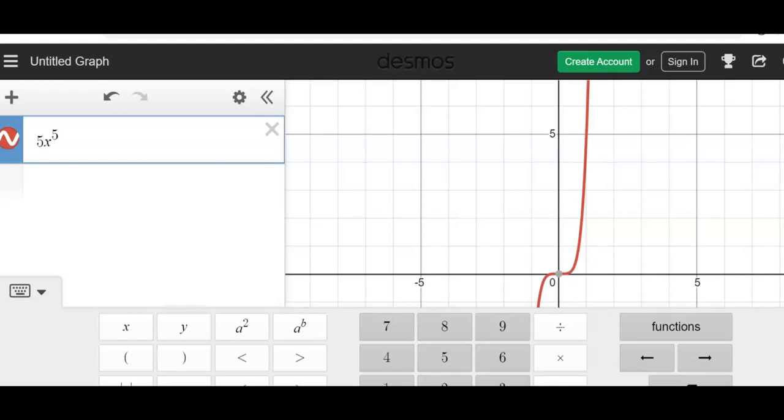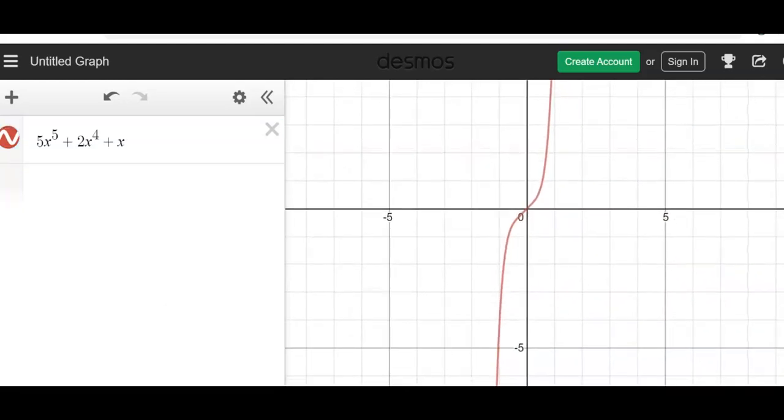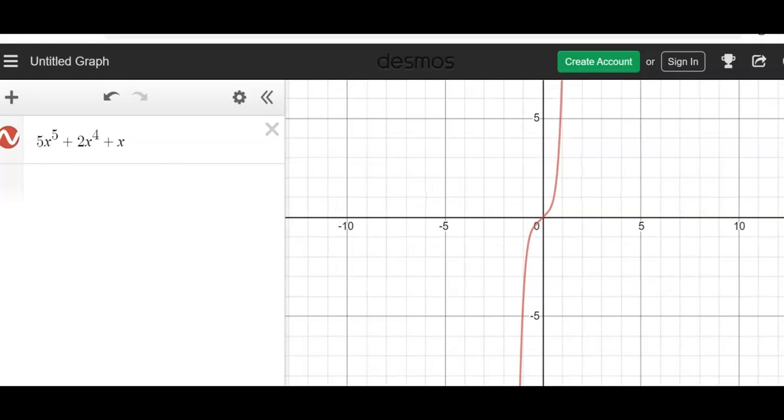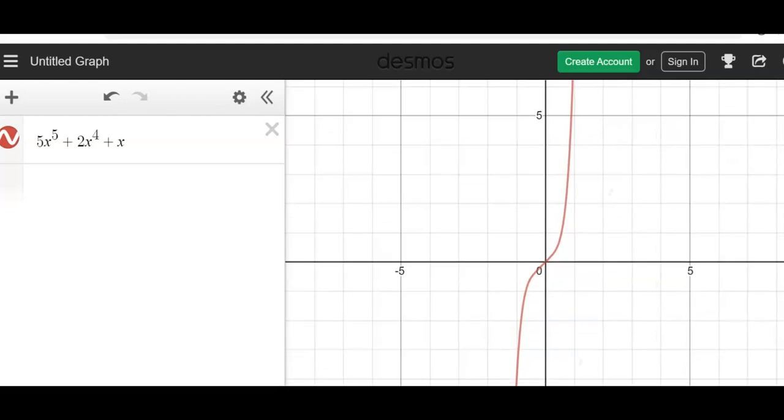And then I hit plus 2x, and then I'd raise that to the 4th power. So again, hit this A to the B button and raise that to the 4th power, and then plus x. And over here, as we've been typing, different things have been changing on the graph. So we can get an idea of what this looks like.